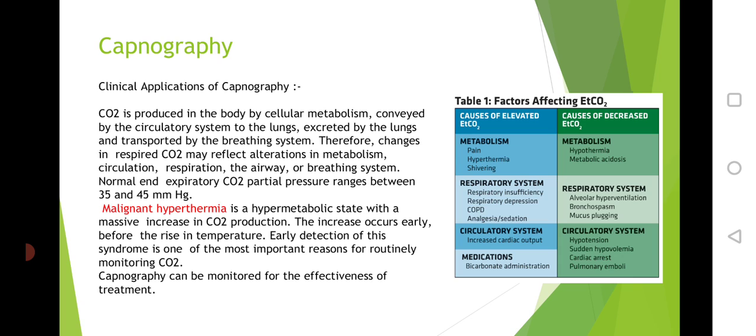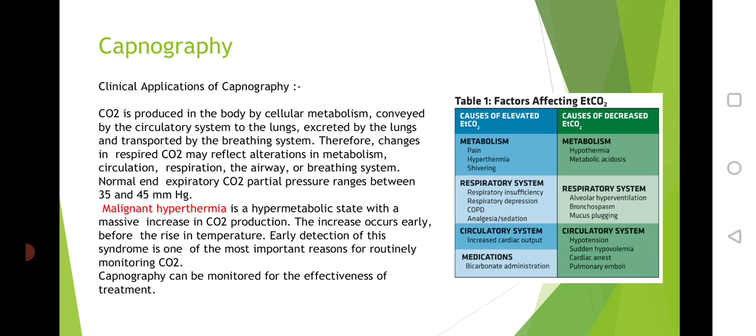Malignant hyperthermia is a hypermetabolic state with a massive increase of carbon dioxide production. The increase occurs early, before the rise of temperature. Early detection of this syndrome is one of the most important reasons for routinely monitoring carbon dioxide. Capnography can be used for monitoring the effectiveness of treatment.